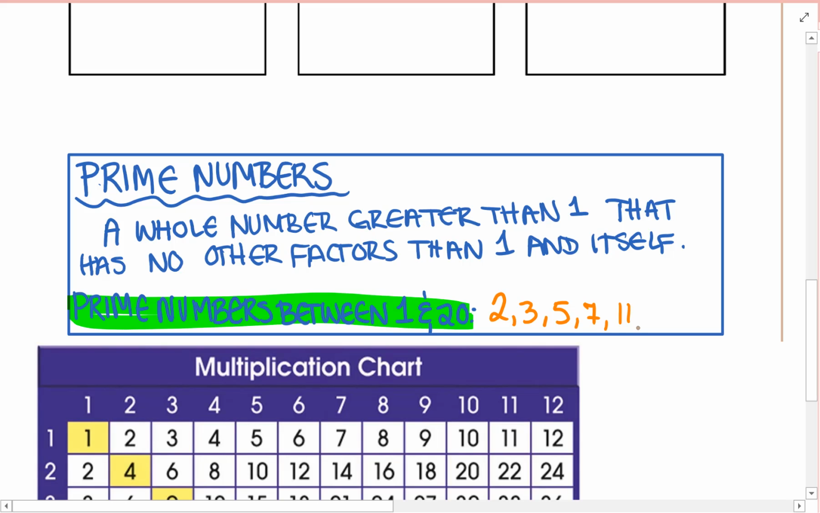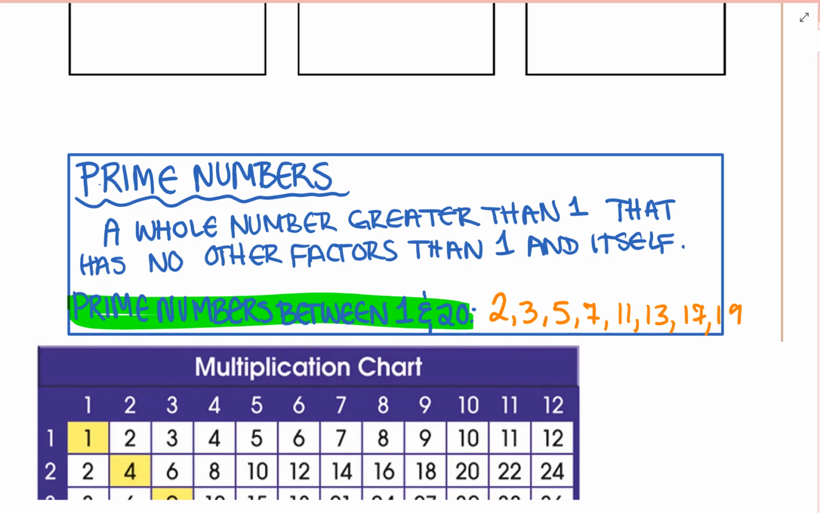11, yeah, 11 is just 11 times 1. 13 is 13 times 1. 15 is 5 times 3. 17, okay, 17 is just 17 times 1. And I believe 19 is also a prime number between 1 and 20. So these would be the prime numbers between 1 and 20.